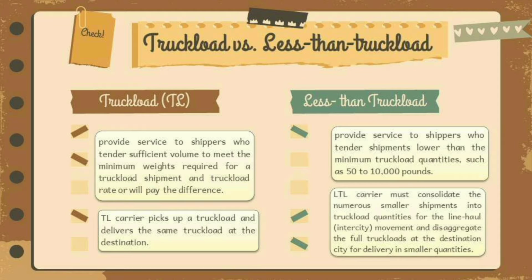But on the other hand, less than truckload provides service to shippers who tender shipments lower than the minimum truckload quantities, such as 50 to 10,000 pounds. For the line haul, or what we call intercity movement, the less than truckload carrier must consolidate the numerous smaller shipments into truckload quantities and desegregate the full truckloads at the destination city for delivery in small quantities. The truckload carrier, on the other hand, picks up a truckload and delivers it to the destination.